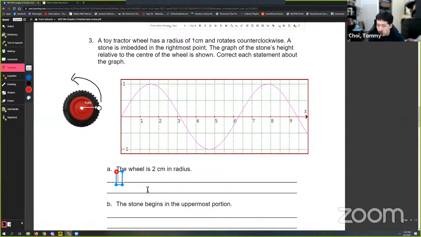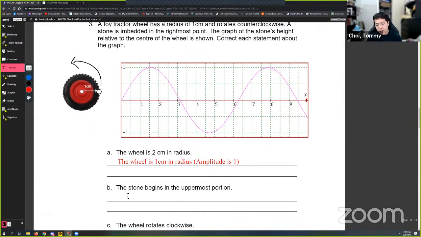What's the actual radius? The wheel is 1 centimeter in radius. This links to the amplitude. So that's what you want to see here. Okay, the wheel is 1 centimeter in radius, and the 1 centimeter radius is indicated by the amplitude. The amplitude shows you what the radius of that wheel is.